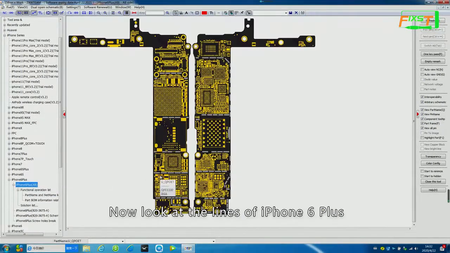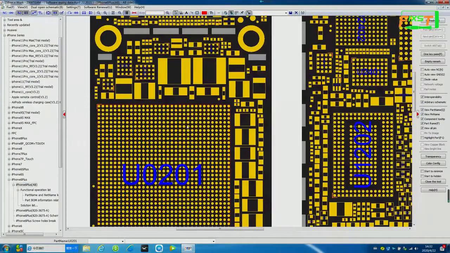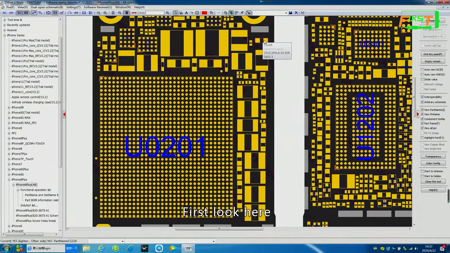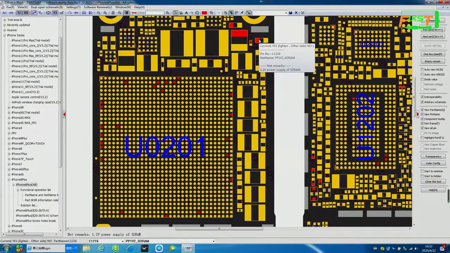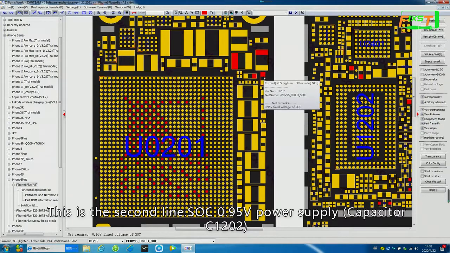Now look at the lines of iPhone 6 Plus. First, look here. Capacitor C1216, 1.6 voltage power supply line. This is the second line. SoC 0.95 voltage power supply. That is the capacitor C1202.